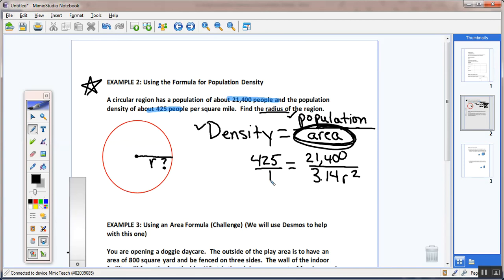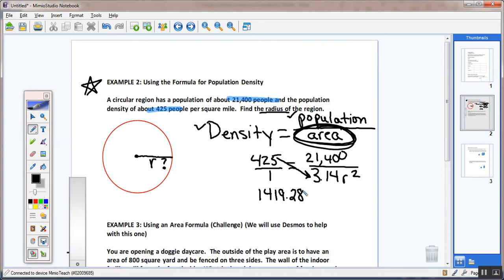Anybody have a calculator handy? Or a phone with a calculator in it? I need you to take 425 times 3.14, the first cross product. Did you get it? What did you get? 1,419. Read that number to me one more time. 1,419.